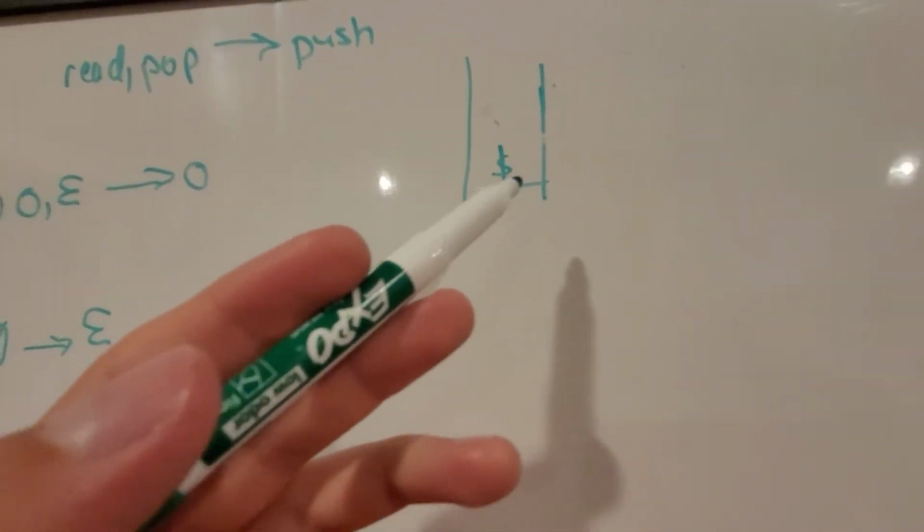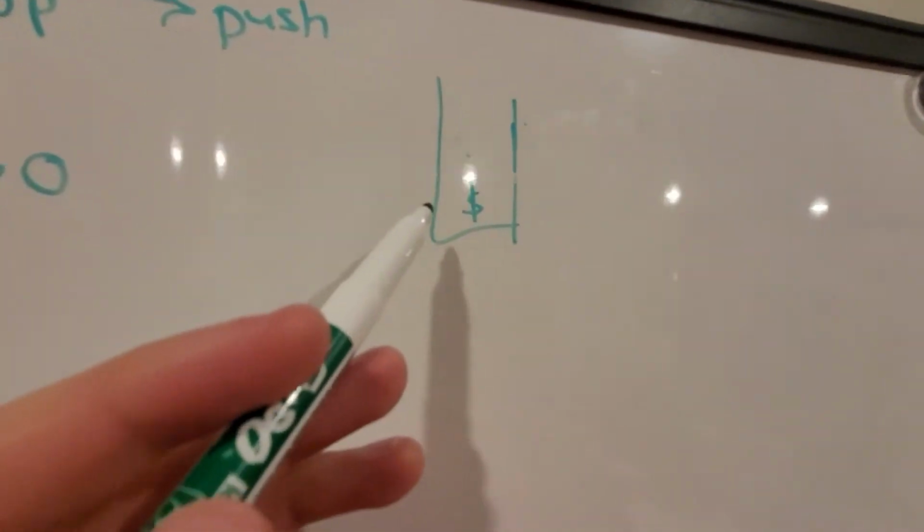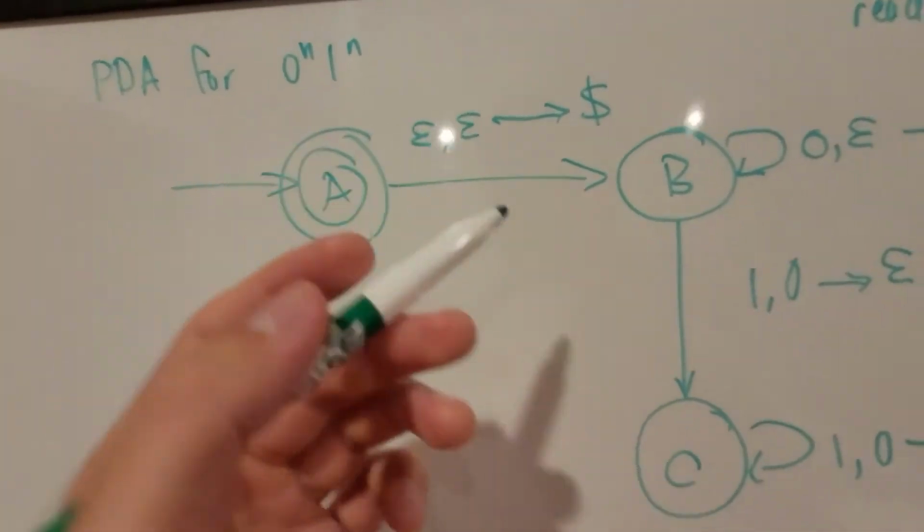Well, the PDA, the way it works, we have a DFA and we have to have an empty stack. Well, this stack still has this dollar sign in it. So how do we get rid of the dollar sign? Well, we just reverse what we did up here.